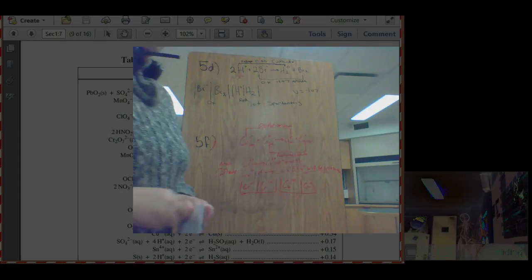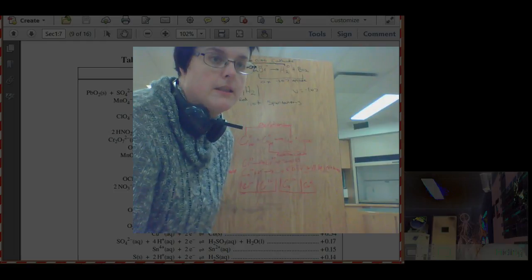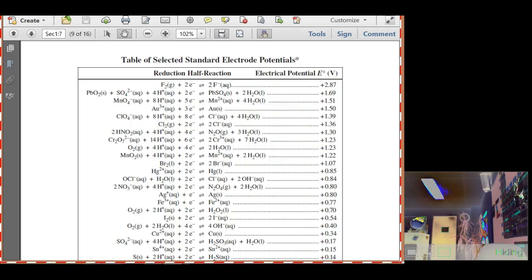I'm going to pause the video so that I can hook this back up to the smartboard. What I want to do is show you a few shortcuts using your standard table of reduction reactions in order to help you tackle questions like this. It will give you a little bit more confidence in making the decision about whether or not something is spontaneous or not spontaneous. Do you remember talking about agents?